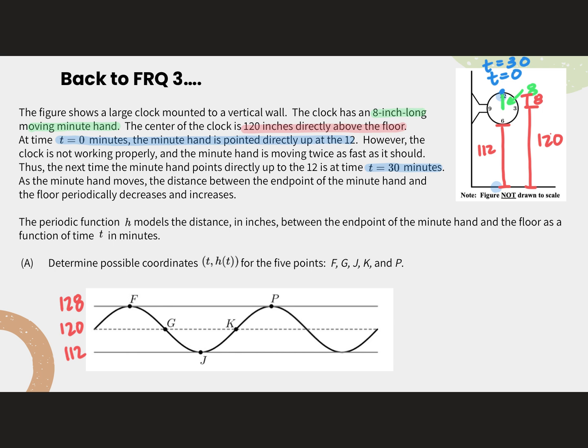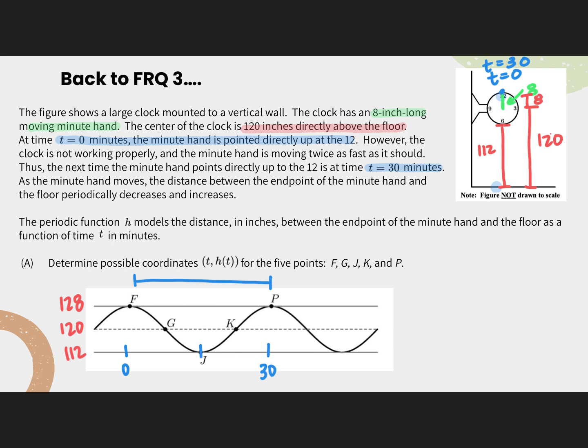Now looking at time, I see that time 0 is when that minute hand is at a maximum height at the top. So time 0 could be any maximum. For convenience, I'm going to make point F that maximum at time 0. It would complete that cycle 30 minutes later. So at the end of one period, we'd be at point P, which is going to be the time 30.